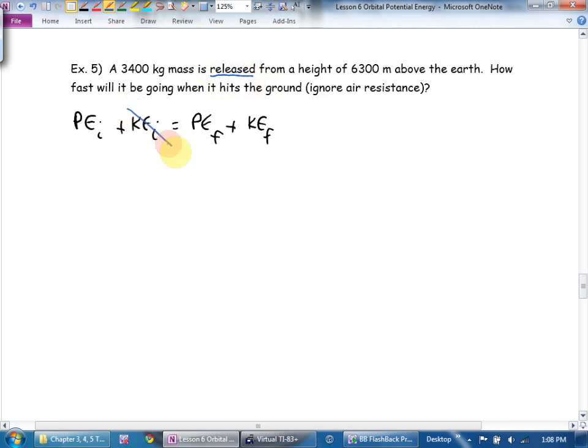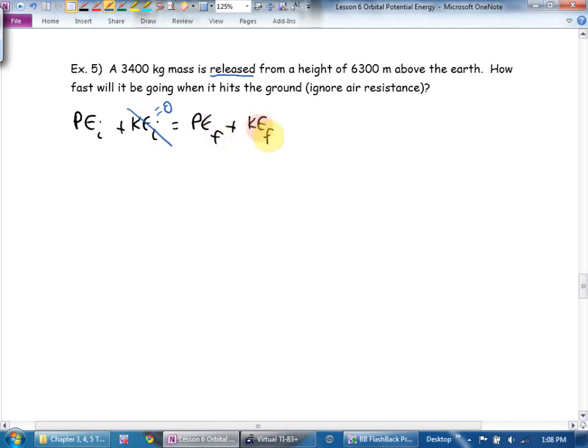Will its initial potential energy be zero? Nope. What about its final? Well, we're not using mgh anymore. We're using the cosmic one. It would only be zero if it fell to the center of the Earth. It's not going to be doing that. Will its final kinetic energy be zero? No, it's going to be hauling. In fact, we're going to get this.